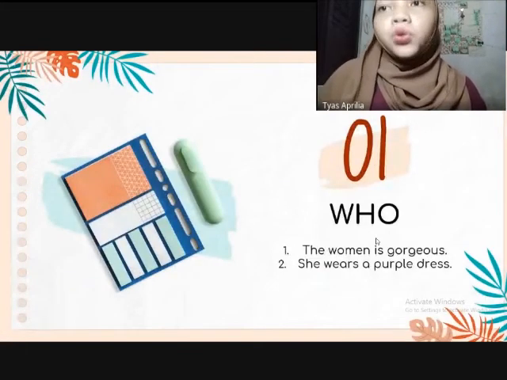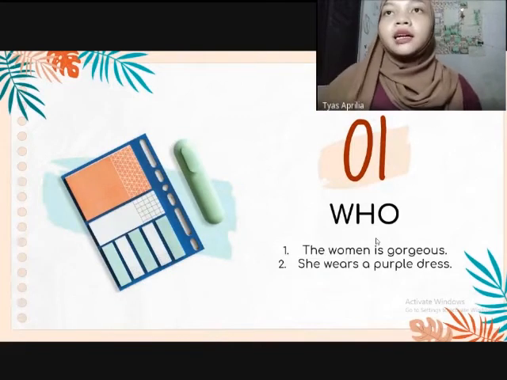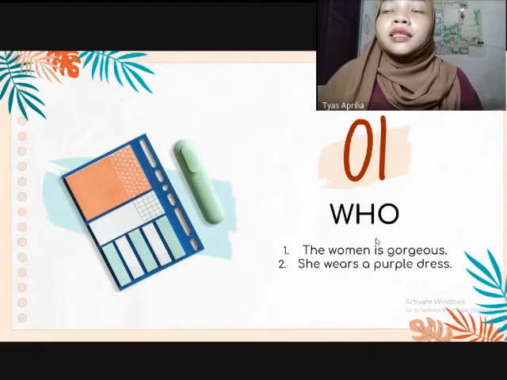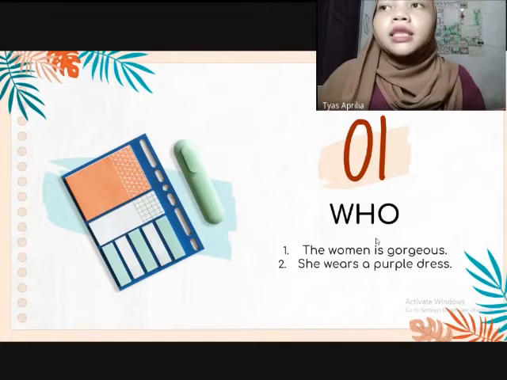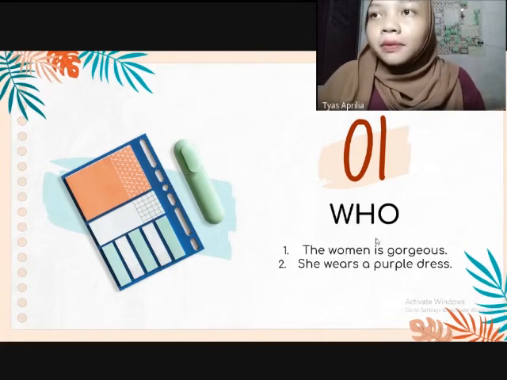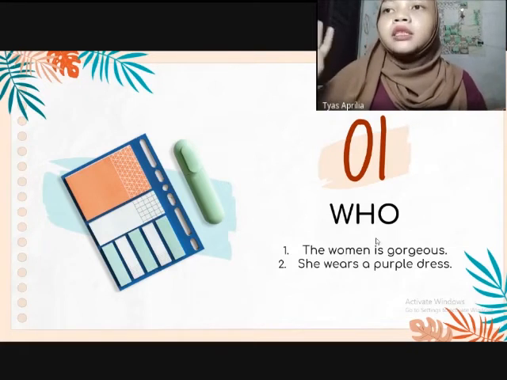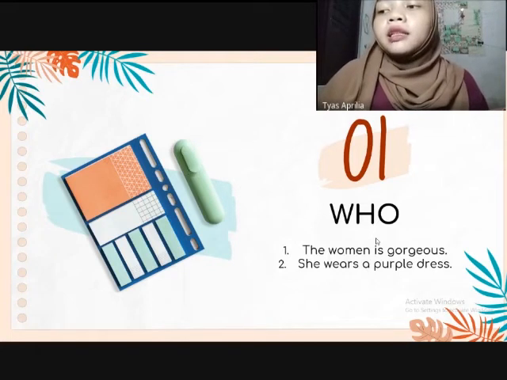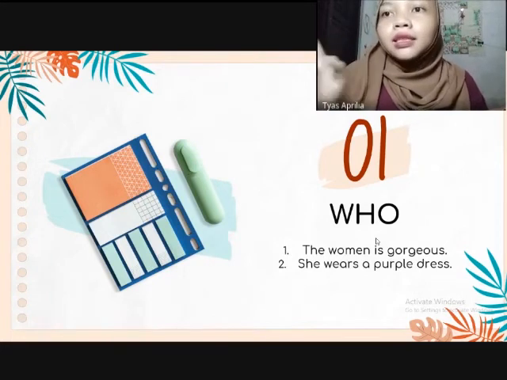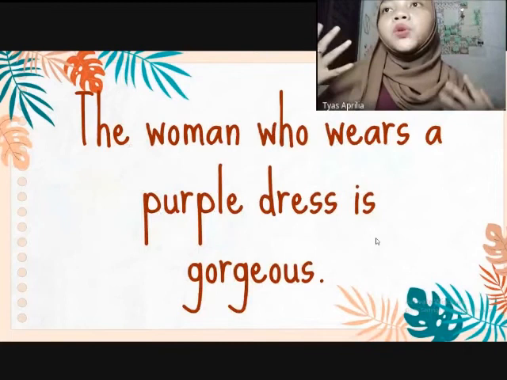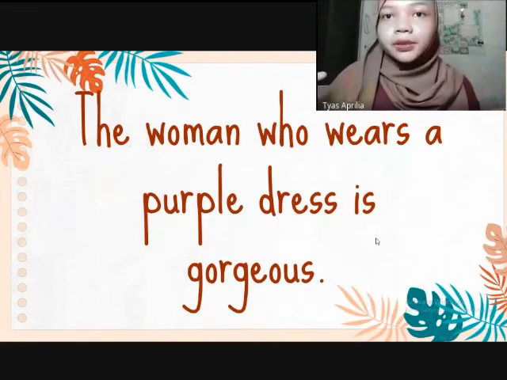The first one is who. We have two sentences in this part. The first one is: the woman is gorgeous, and then she wears a purple dress. Then we will modify it into one sentence, called an adjective clause. Like this one: the woman who wears a purple dress is gorgeous.